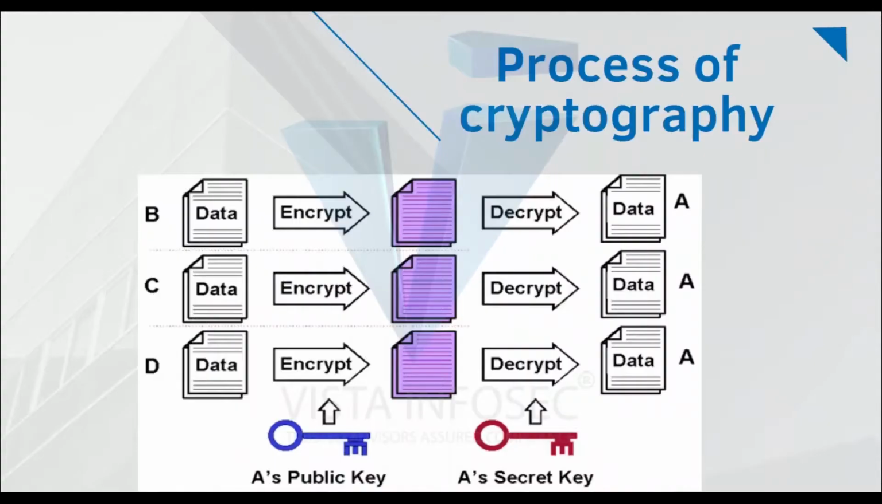This is how it is. So B, C, D, three people, have data to be sent. They would all send the data by encrypting using the person's public key. The data is received by the recipient, and he or she then decrypts it using the private key.